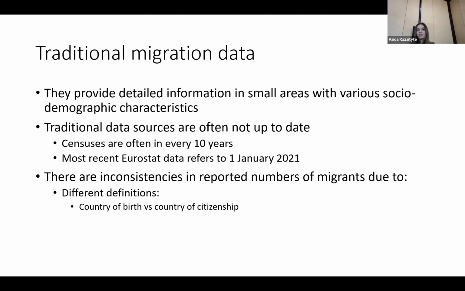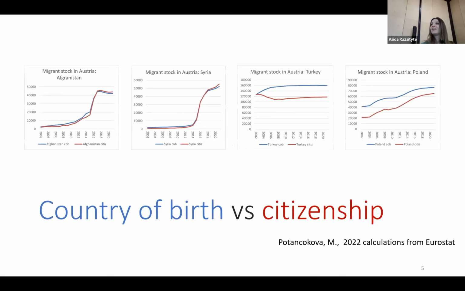And then we have the inconsistencies in reported numbers when we measure the same thing with two data sources or from two sides of the migration corridor. This might be due to different definitions. We saw that some countries collect data on country of birth, some collect country of citizenship. In Eurostat, we have both, so we can have a look at how these two relate to each other. And unfortunately, the relationship is not linear in all countries.